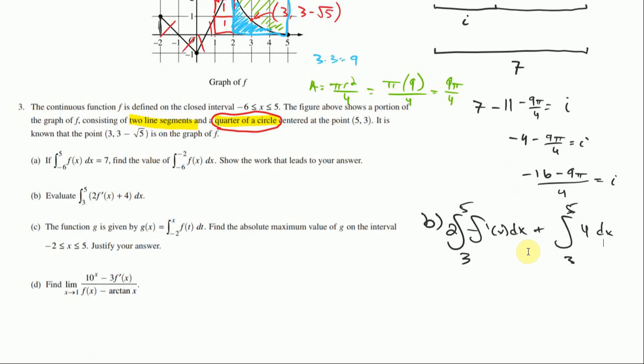F prime of x. All right, so here we're going to end up getting 2 times f of x from 3 to 5.